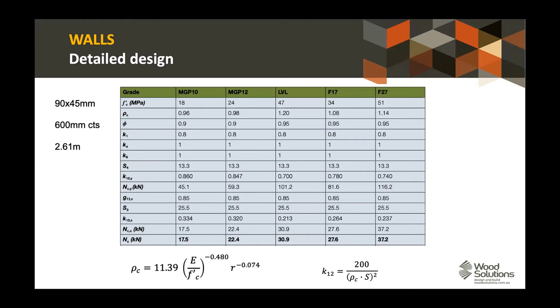So here you can see, for example, an interesting thing to point out is that with row C, when we go to work out our stability factor, it's based on the ratio of stiffness over strength. So we can see that for K12 with LVL, we've got a lower value than we have for the MGP grades because its stiffness is so much higher a ratio over strength compared to sawn softwoods. So LVL is still a very high performing product, but we do get slightly punished on our K12 value there.